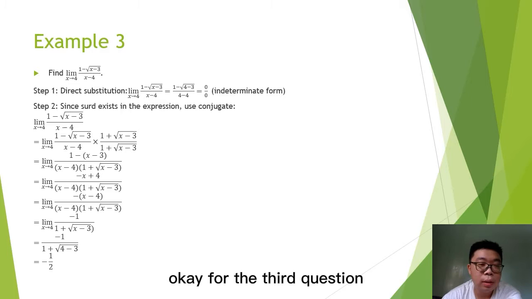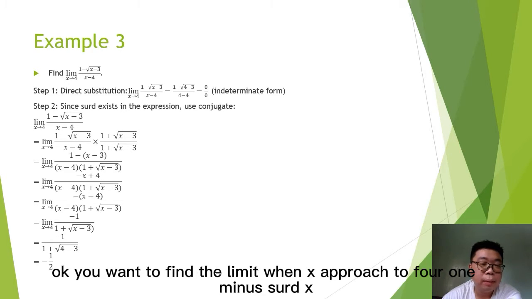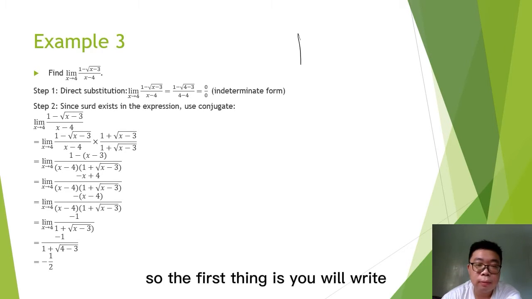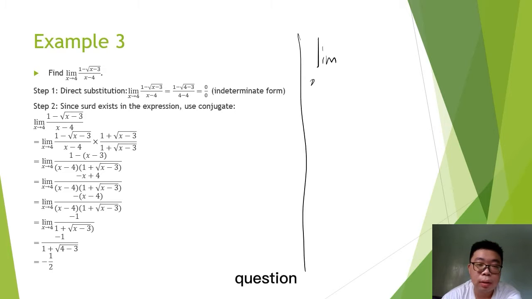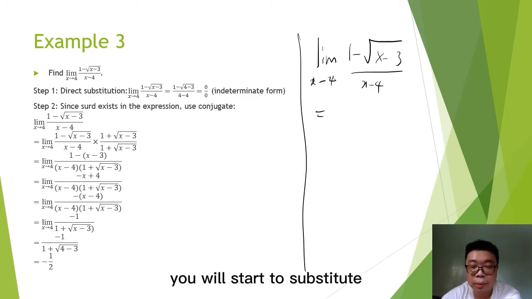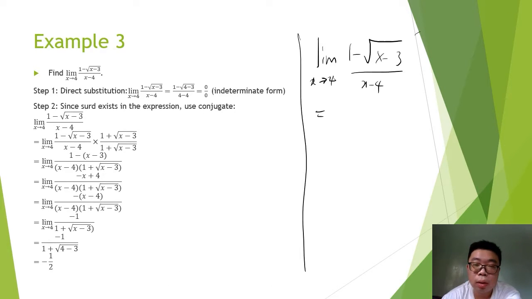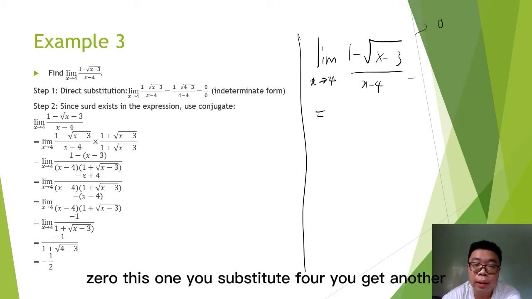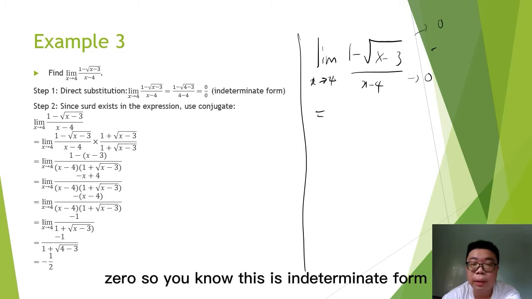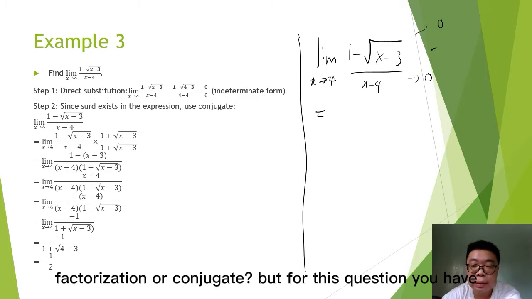Okay, for the third question, you want to find the limit when x approaches 4 of 1 minus the square root of x minus 3, over x minus 4. So the first thing is you will write the question. And then you start to substitute. You substitute 0, what do you get? It's not 0. You substitute 4, because x approaches 4. You substitute 4 here, you will get 0. This one you substitute 4, you get another 0. So you know this is an indeterminate form. You need to do factorization or conjugate.